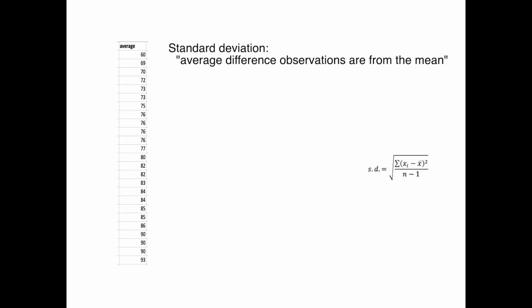Let's take a look at the calculation for a sample, since we'll more often be using the sample calculation than the population calculation. Remember that the standard deviation as a concept is the average distance observations are from the mean. Let's start unpacking the formula and see how we actually measure the average distance observations are from the mean using this calculation.